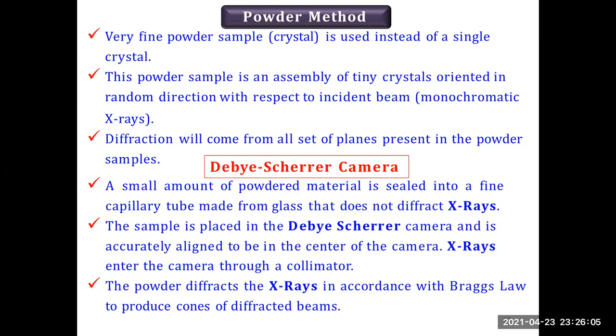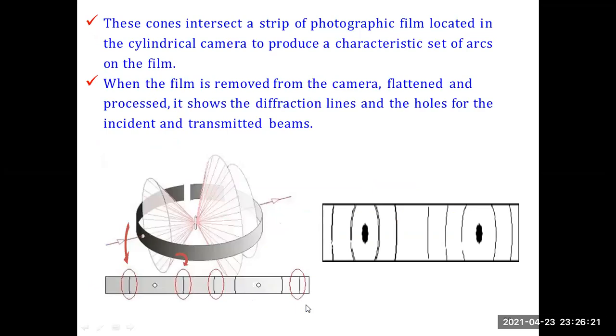At different angles, you will get a picture of different orientations of lattice planes. The powder diffracts the X-rays in accordance with the Bragg's equation, and as the Bragg's equation is satisfied, you will get diffracted beams. So now you can see that this is the way.